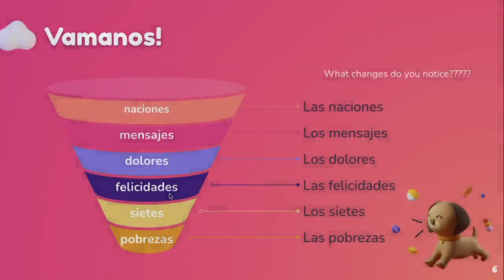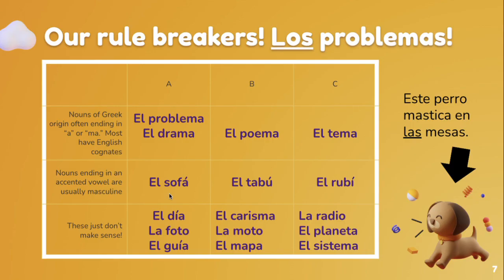All right. And now for the ones that just don't make any sense. All right. El día ends in an A. It's not an accented vowel, but it's el día. La foto ends in an O, should be masculine according to the rules, but it's la foto. El guía ends in that IA, and yet it is masculine, and it's el guía instead of la guía. Carisma ends in an A, but it's el. Moto ends in an O, but it's la. Mapa ends in an A, but it's el. Radio ends in an O, but it's la. Planeta ends in an A. Sistema, they both end in A's, but they're both el.